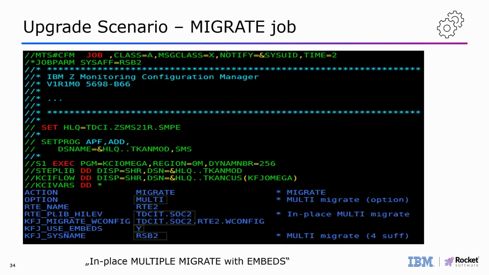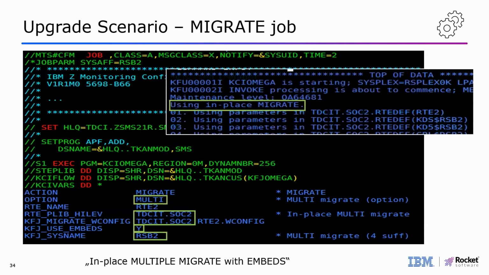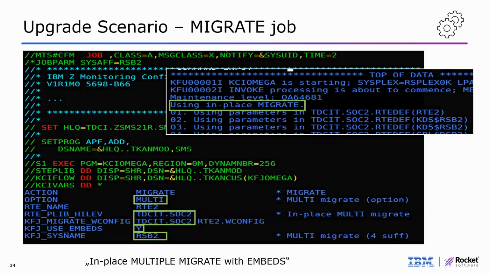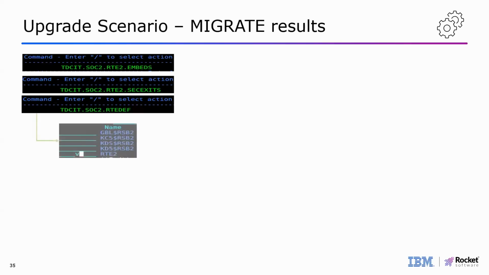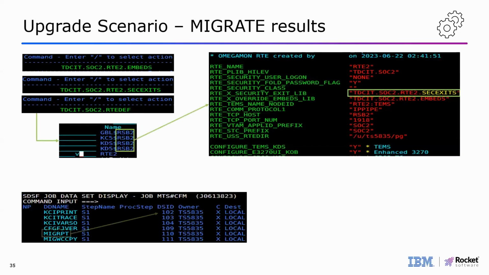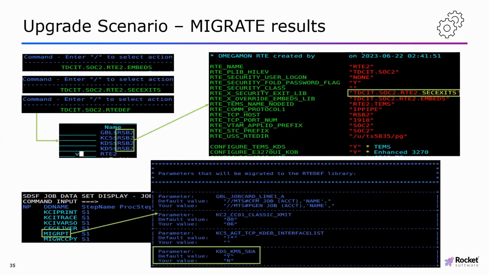Okay, so this is just a little bit of animation about how that looks. So this is a migrate job with in-place multi-migrate using embeds. So you see these highlighted settings, it's all in the handout. The KCI print tells you that in-place migrate is used, just as an example. And then after the migrate, you have your embeds, sec exits, and RTDEF data sets, in this case with the respective LPAR suffix, which is RSB2 in my case.